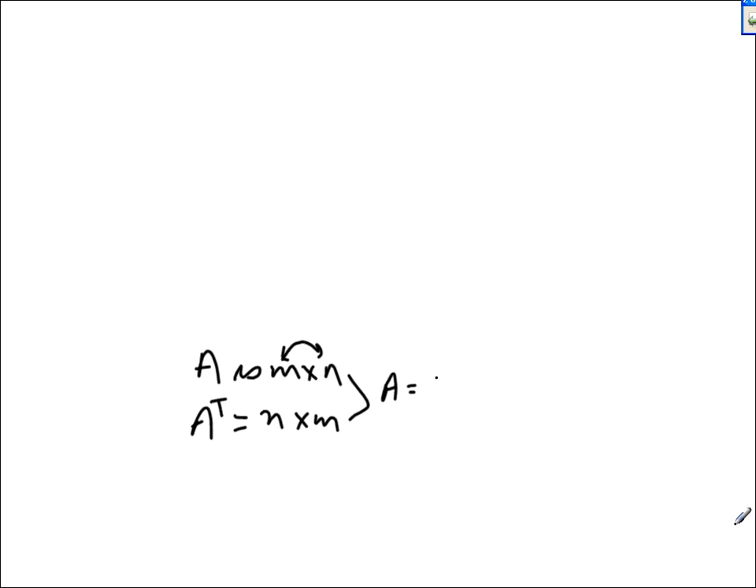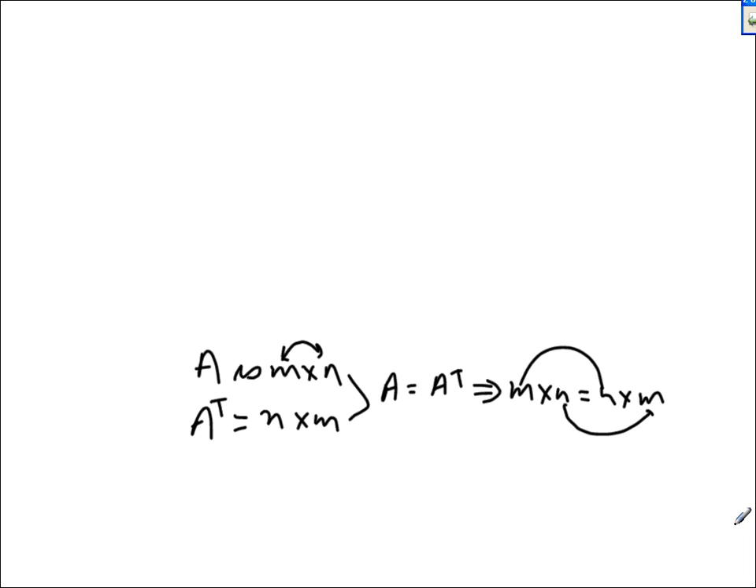But A equals A transpose if it's symmetric. Well, that implies that the size of A must equal the size of A transpose. M and N must be equal to one another. And he says it again: M and N must be equal to one another, which means A is a square matrix.